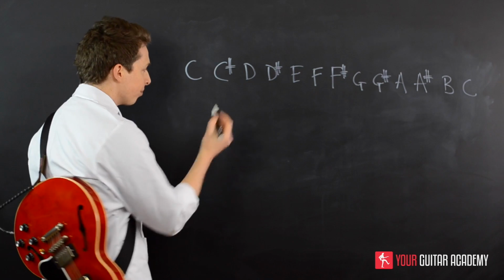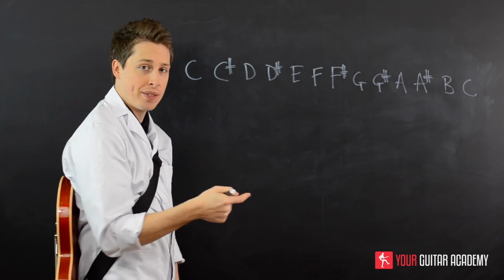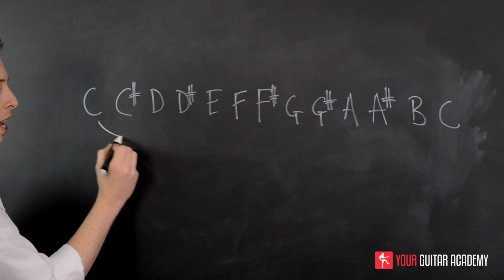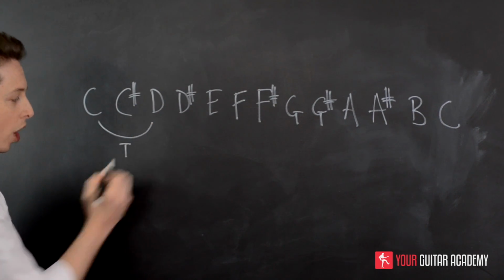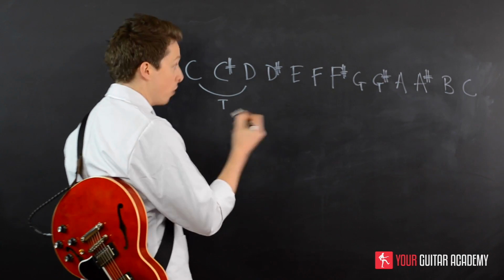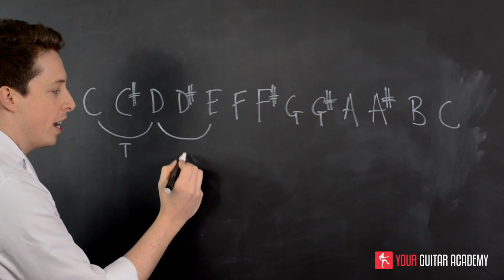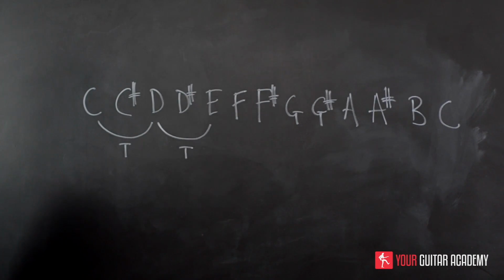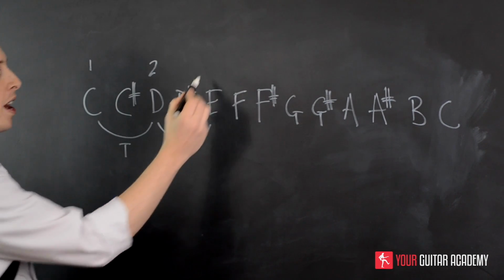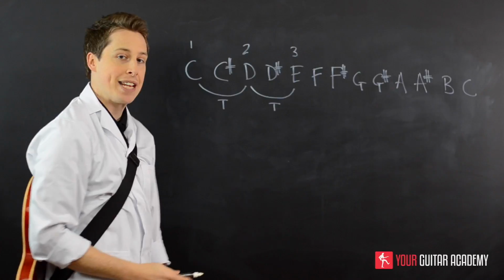So here we go. It's tone, tone, semitone, tone, tone, tone, semitone. So we're going to start with tone. So from C to D is a tone. So I'm just going to put T for tone, okay? Then tone, tone. So D to E is a tone, okay? So far we've got our first note is a C, our second note is a D, and our third note of the major scale is an E, okay?